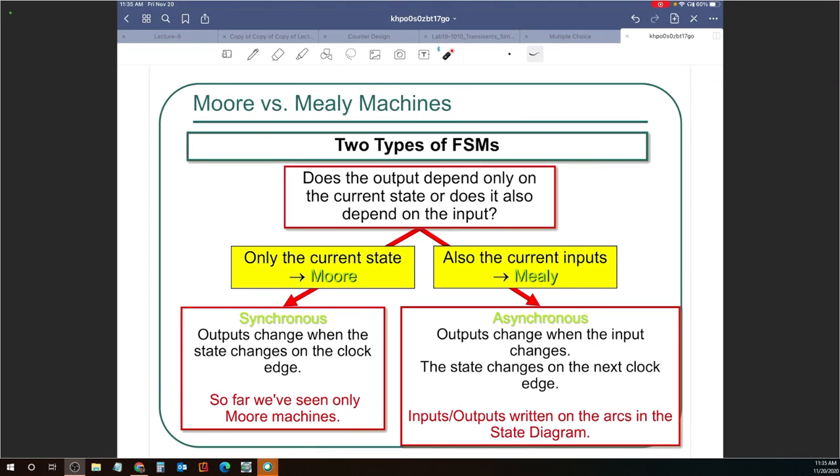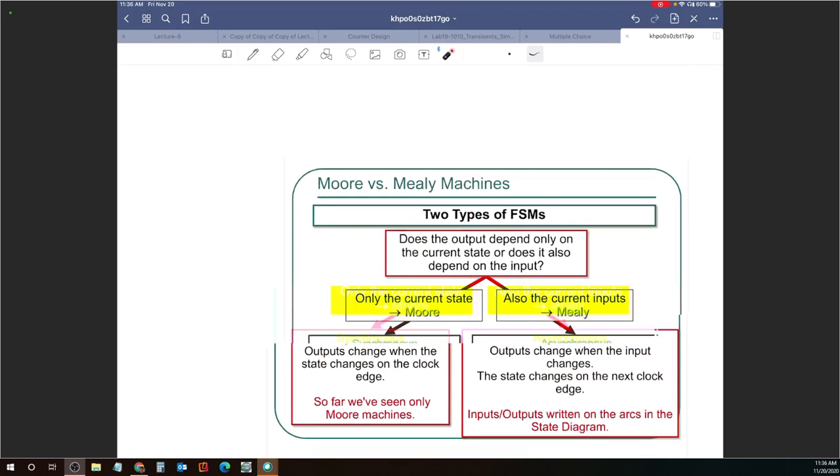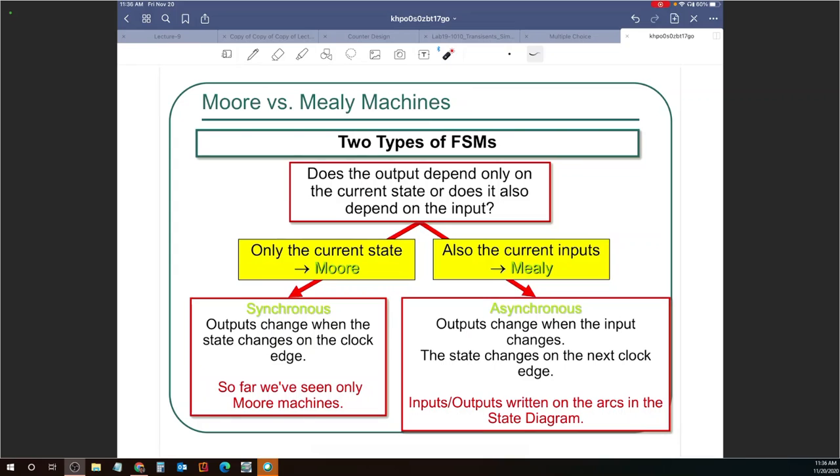The other type of machine is a Mealy finite state machine, which also can change based on the current inputs. So it's inputs plus current state. These are asynchronous because the output can change when the state changes, and also when the inputs change. In this case, we actually write the inputs on the arcs of the state diagram. I talked about that briefly a while ago, but we'll see more examples about this. Any questions on this slide? This is just a quick review of what we have already seen.